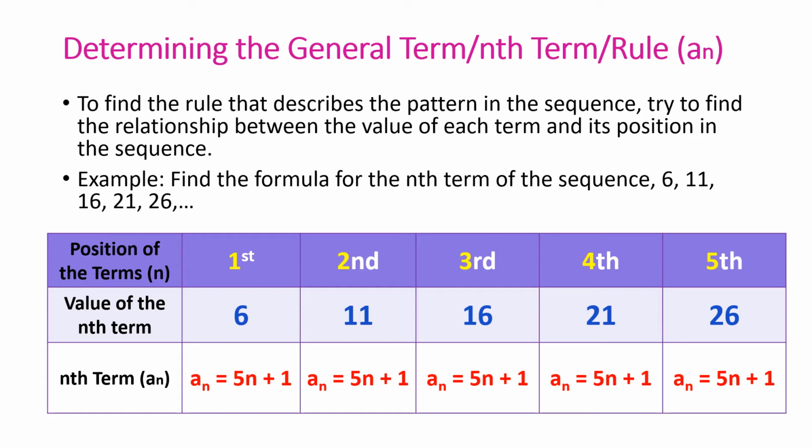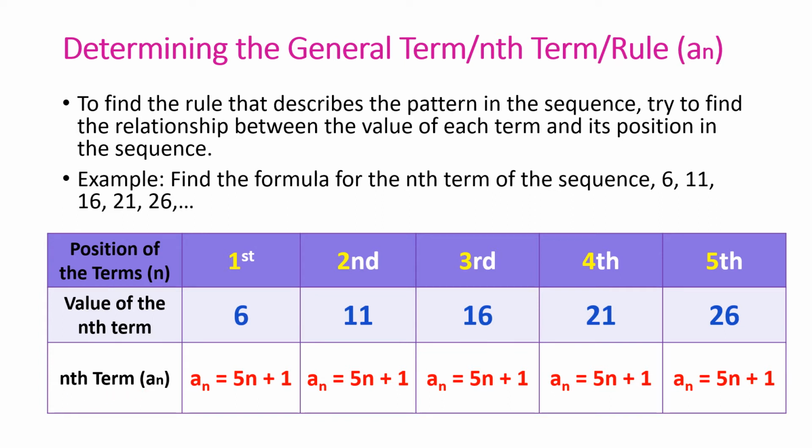Now let's have this example. Find the formula for the nth term of the sequence 6, 11, 16, 21, and 26. Now, given this sequence, hahanapin natin yung kanyang nth term formula. So, for the solution, let's use this table. We have position of the terms. Again, this is denoted by the variable n. And then the value of the nth term. So when you say value of the nth term, ito na yung 6, 11, 16, 21, and 26. And then of course, the nth term formula or a sub n.